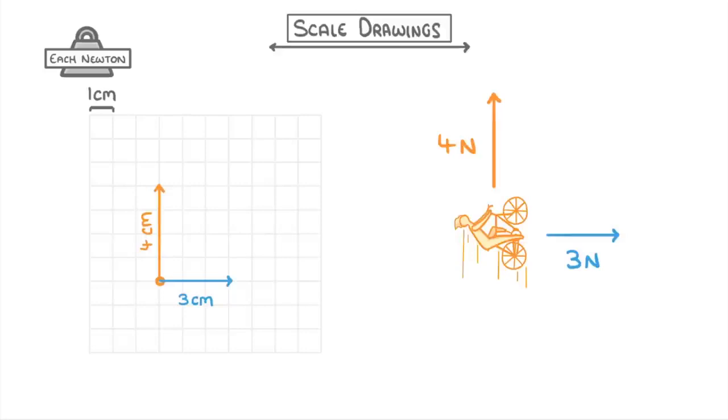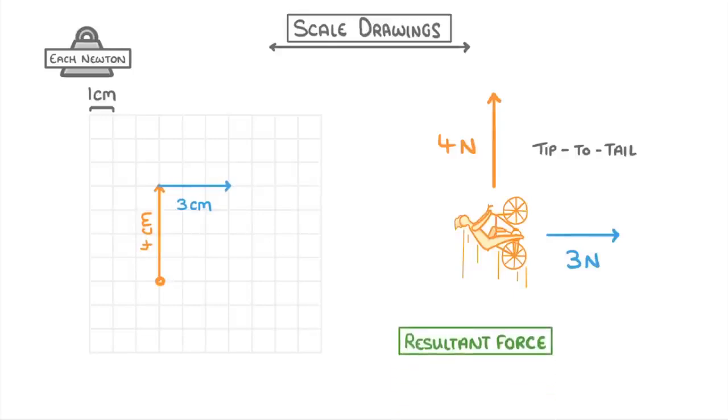Now that we have a scale diagram, we can find the magnitude and direction of the resultant force by placing these 2 vector arrows tip to tail, which we could do by moving this one up here, so that the tip of the north vector is just touching the tail of the east vector. Then to find the resultant force, we just draw a line from the starting point over to the end point.